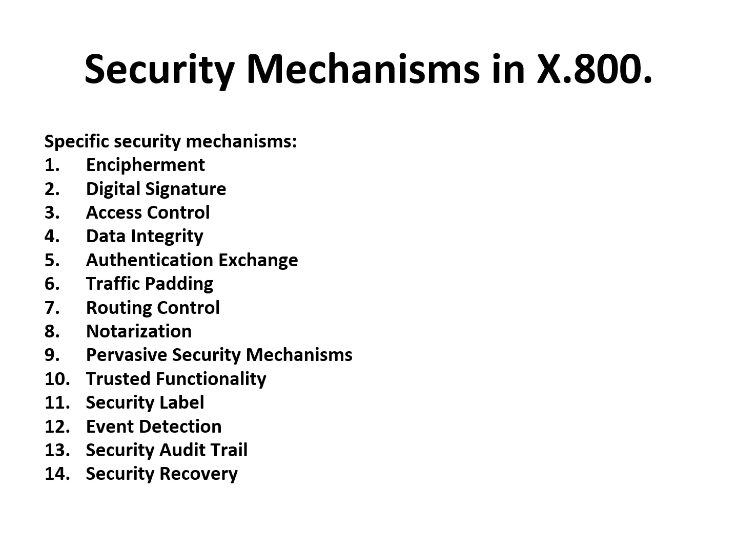Finally we come to security mechanisms. In order to provide all the security services and to prevent security attacks, we use these security mechanisms: encipherment, digital signature, access control, data integrity, authentication exchange, traffic padding, routing control, notarization, pervasive security mechanisms, trusted functionality, security label, event detection, security audit trail, and security recovery. These are the various kinds of mechanisms. Each of these mechanisms has some methodology to implement the security services.